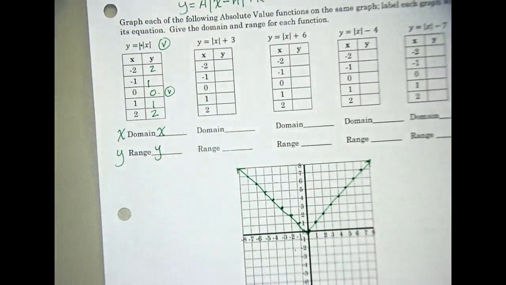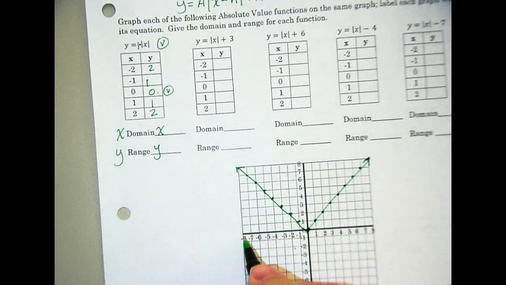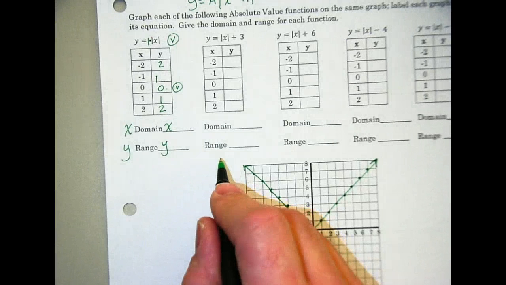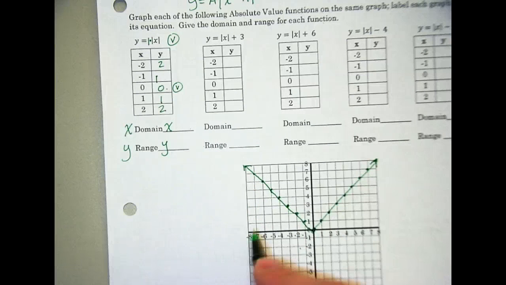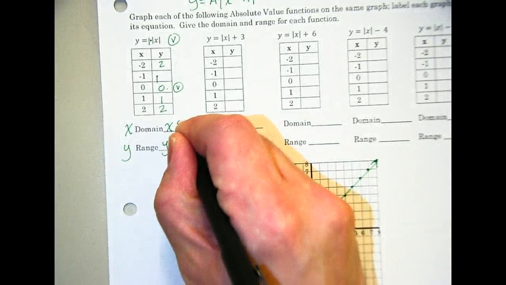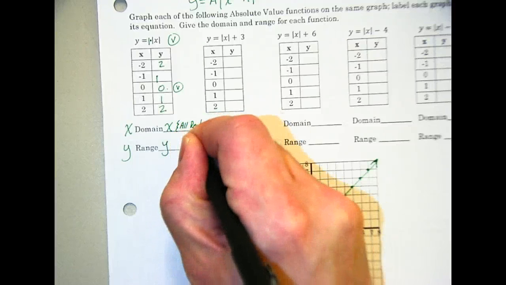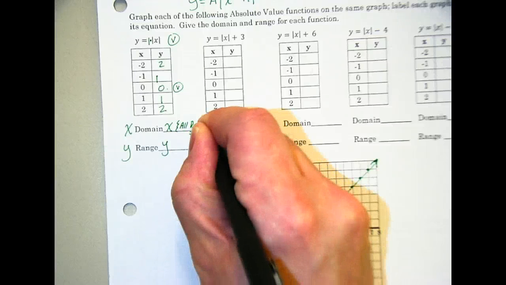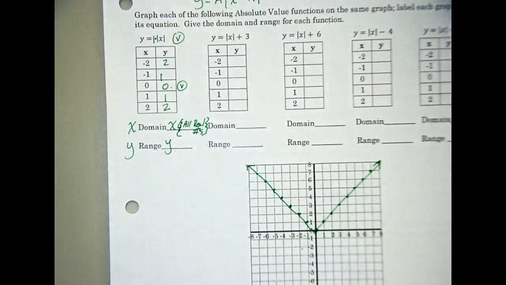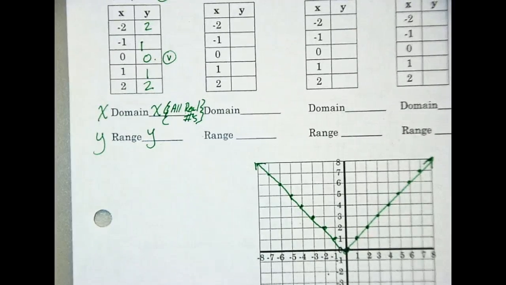When I say domain, notice this graph goes on forever. It starts over here at negative infinity and goes on forever. It never stops moving on x. So x is all real numbers. That's how we write that. All real numbers means every number that we know. Those are supposed to be brackets there.